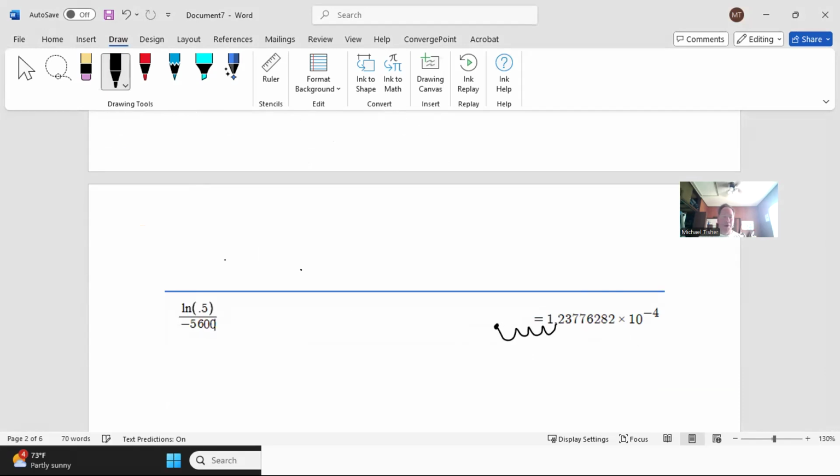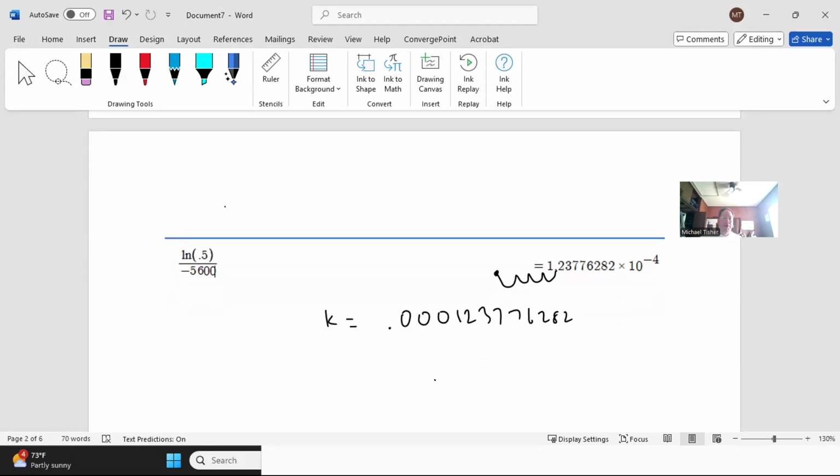So now here's the decimal point. So this actually is equal to 0.00012377682. So this is what our k is. So k is equal to 0.00012377682. So this is how fast the decay is changing, which is very slow because 0.00012377682 is a very small number.